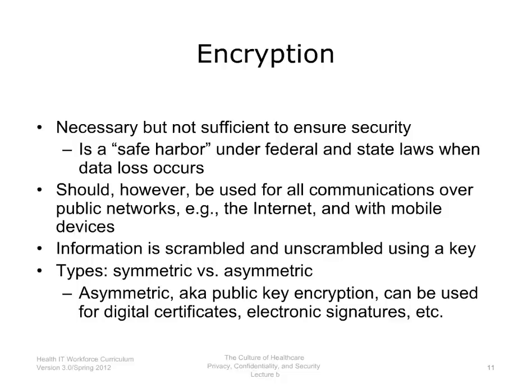There are different types of encryption. So-called symmetric encryption is when information is scrambled and unscrambled with the same key. Asymmetric encryption, sometimes called public key encryption, is where there is a different key for scrambling than for unscrambling the information.